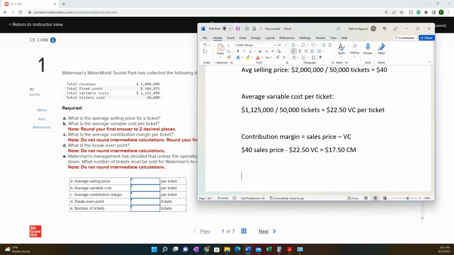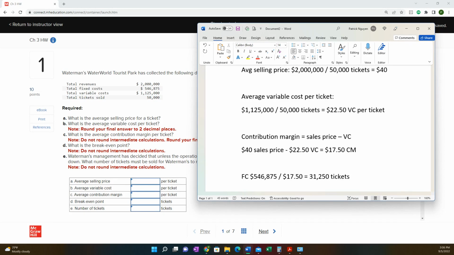The fact pattern tells us that we have fixed costs of $546,875, and we know that each ticket sold gives us $17.50 towards the bottom line of the company. That's $17.50 contribution margin. So we divide $546,875 by $17.50, and we get 31,250 tickets. So the company has to sell 31,250 tickets, and after that point, they start making profit.